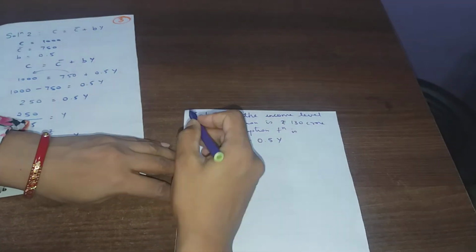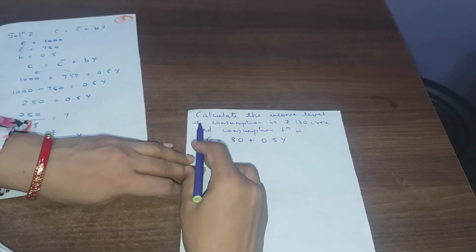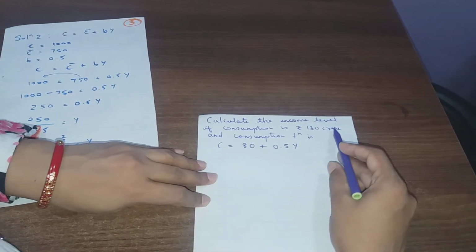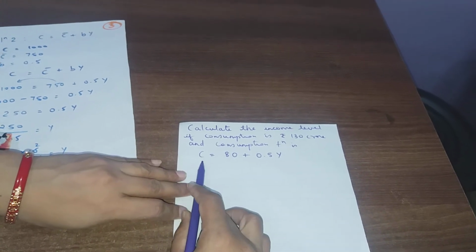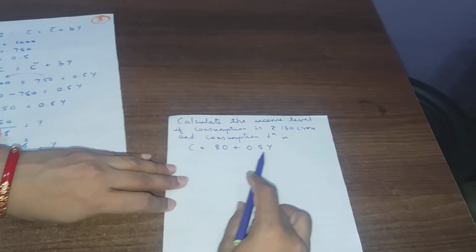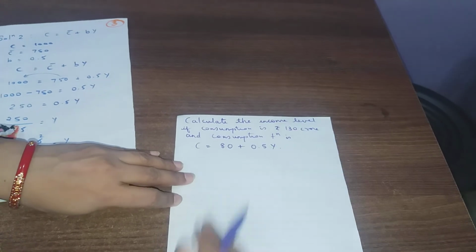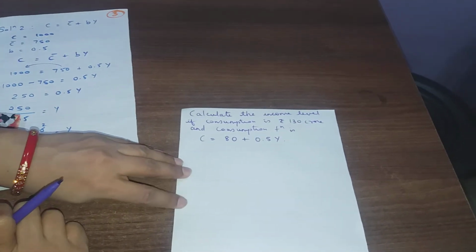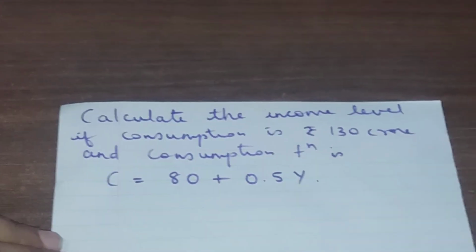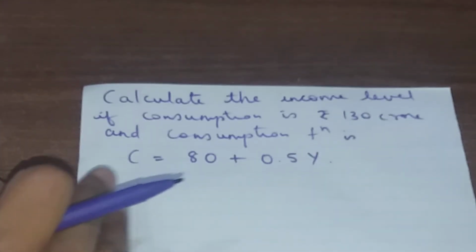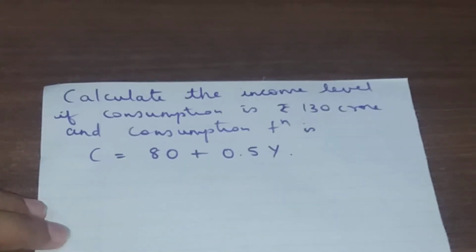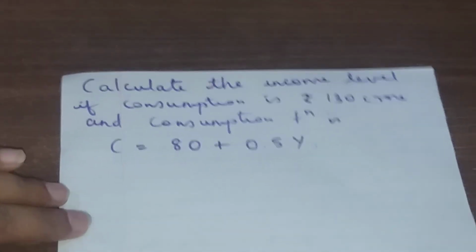If you have understood, you have to solve this sum. Calculate the income level if consumption is rupees 130 crore and the consumption function is C is equal to 80 plus 0.5 Y. Please zoom in on this numerical. Solve this numerical and write your answer in the comment box.